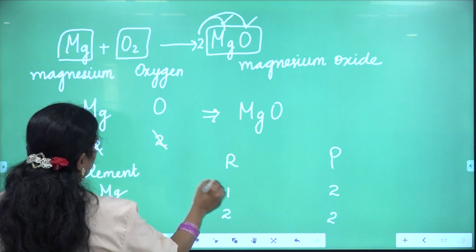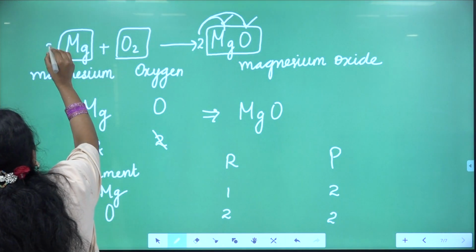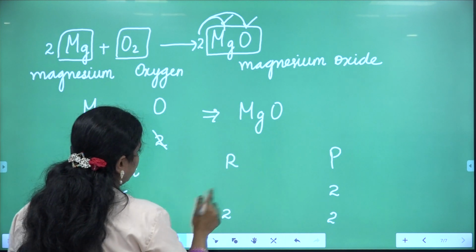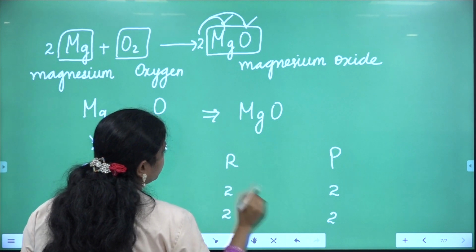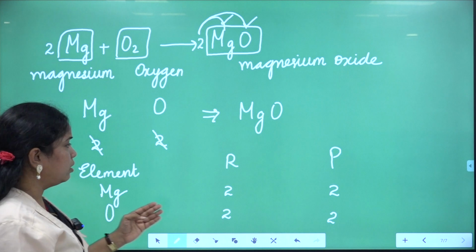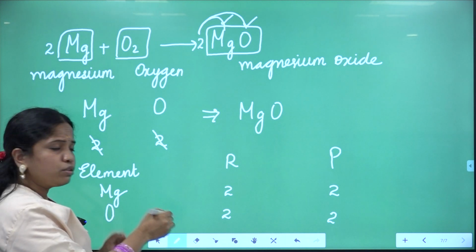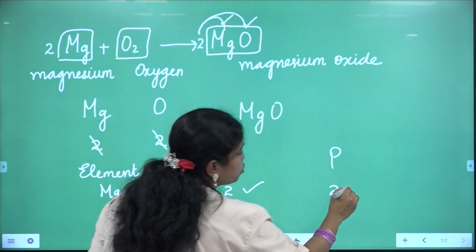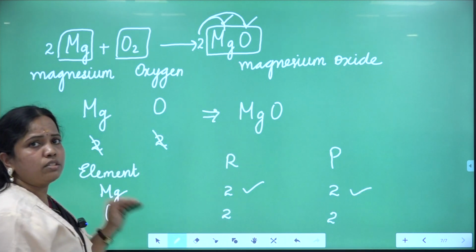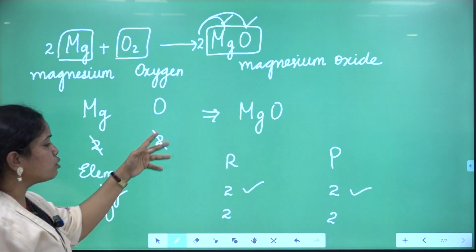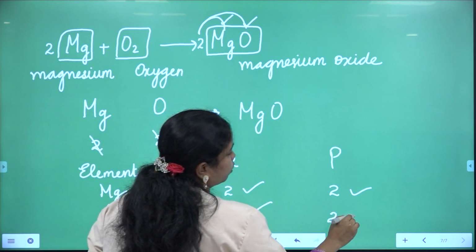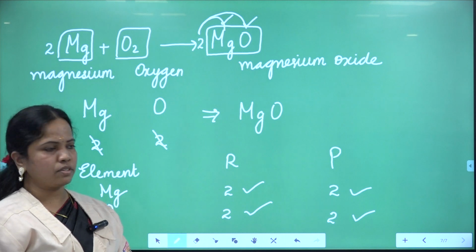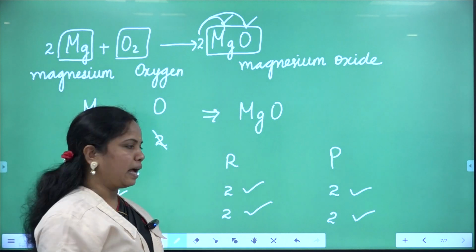So, you have to put 2 here. Now this one will become 2. Now you just check, in the reactant side it is 2 magnesium atoms, and in the product side also it is 2. Similarly, oxygen in the reactant side is 2 and in the product side also it is 2. So everything is 2, the reaction is balanced. I mean the equation is balanced.